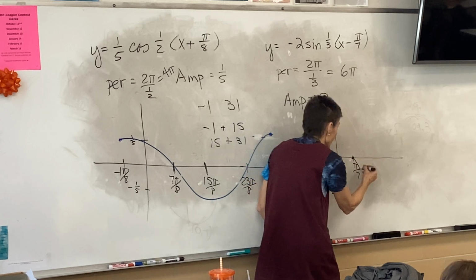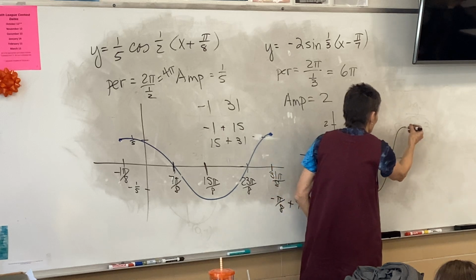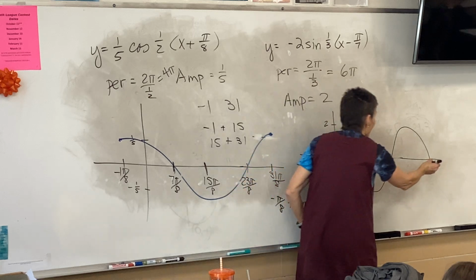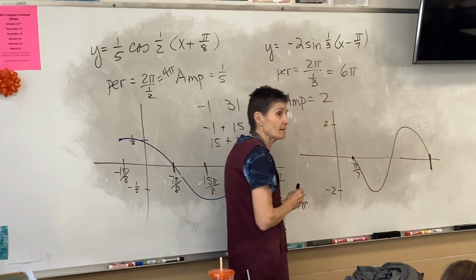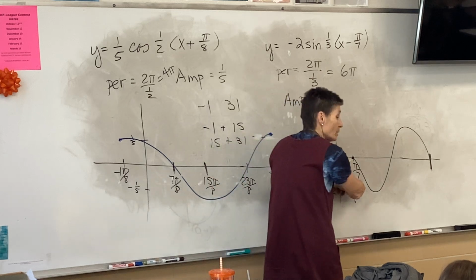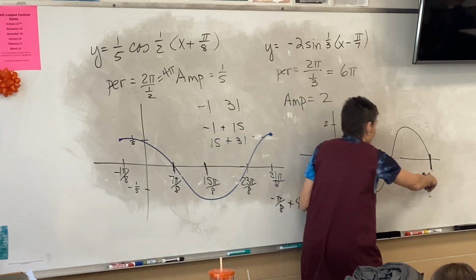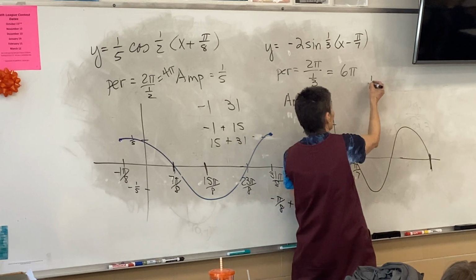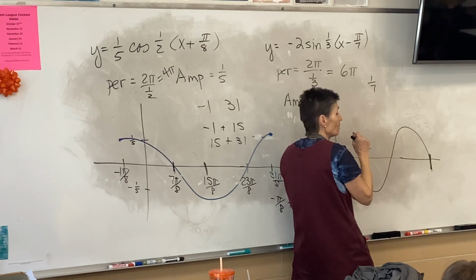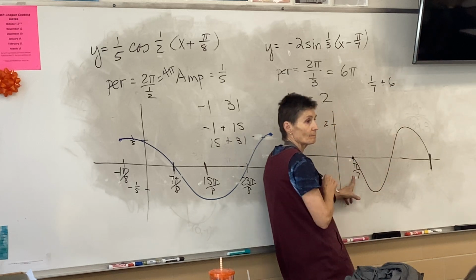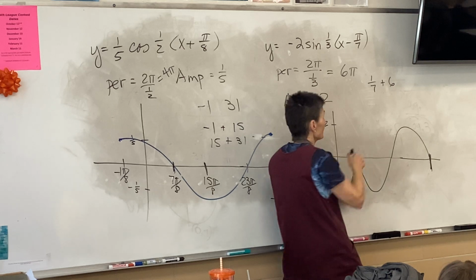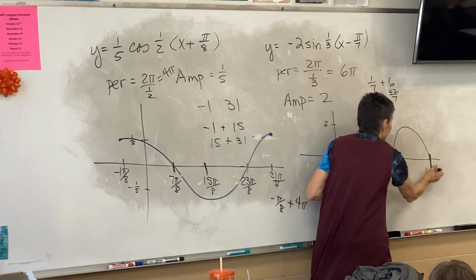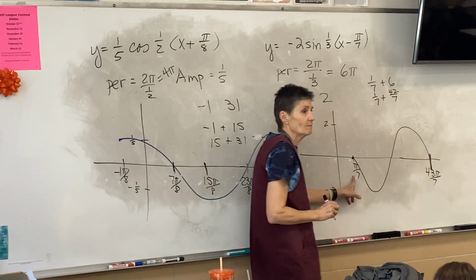So it starts there. There's my valley. There's my hill. And whatever that ending point is, that's where 6 pi goes. It's pi over 7 plus 6 pi. I'll leave the pi's out for now. It's 1/7 plus 6, which is 1/7 plus 42/7. So it's 43 pi over 7.